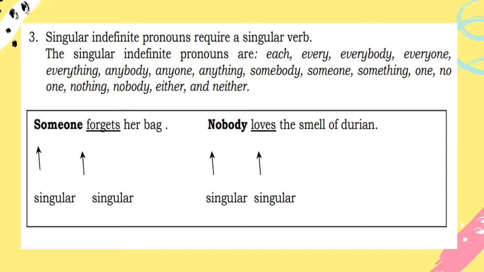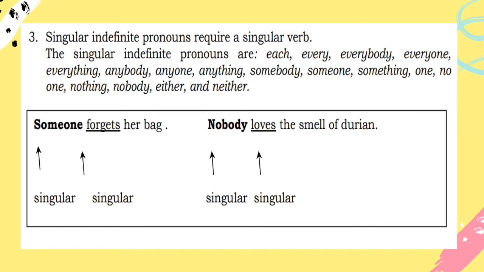Number 3. Singular indefinite pronouns require a singular verb. The singular indefinite pronouns are each, every, everybody, everyone, everything, anybody, anyone, anything, somebody, someone, something, one, no one, nothing, nobody, either, and neither.